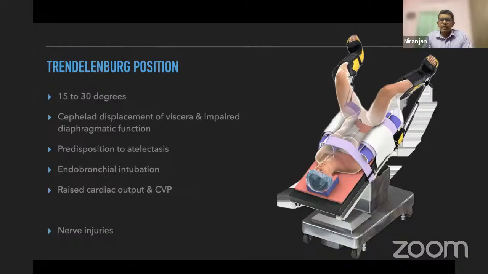level of the fibular head. So when you put the patient in lithotomy position, initially there is draining of blood from the lower limbs towards the heart, and there is a transient increase in cardiac output, which again settles back to baseline once the baroreceptors come into play.